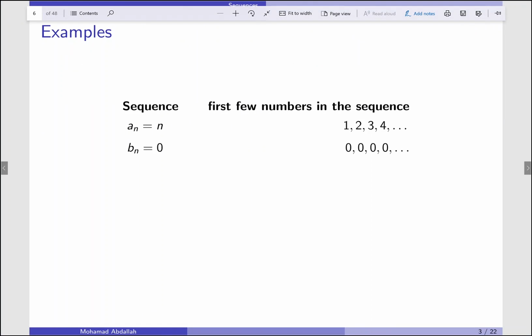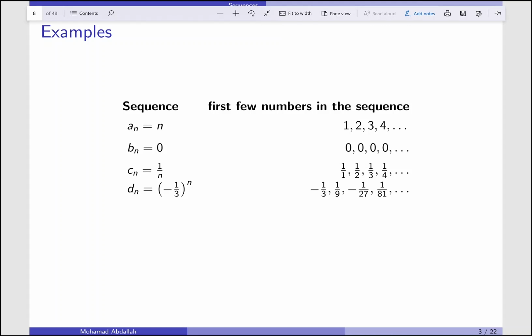Here's another example, b sub n, that's another sequence. So this is like another function. Now the answer is always 0. No matter what n is, you're going to get 0. So this is a constant sequence, and all the terms are equal to 0. This is another example: c of n equals 1 over n. Again, you replace n by 1, 2, 3, 4, and so on. Here's also another example.